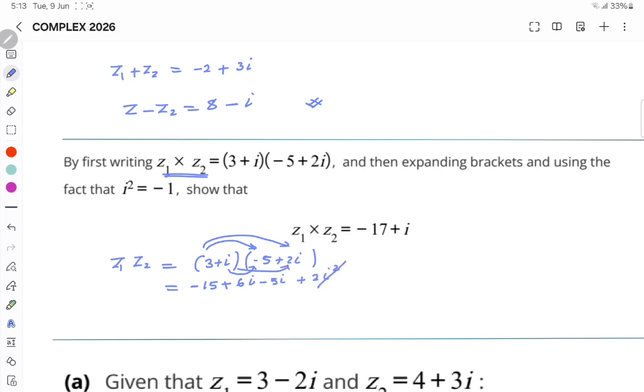And as you know, i squared is negative 1, so collecting now real with real, negative 15 minus 2, it will be negative 17, where that is the real. After removing i, it's changed to negative 2. 6i minus 5i, it will be positive 1i, so I got the same answer, it's proven.